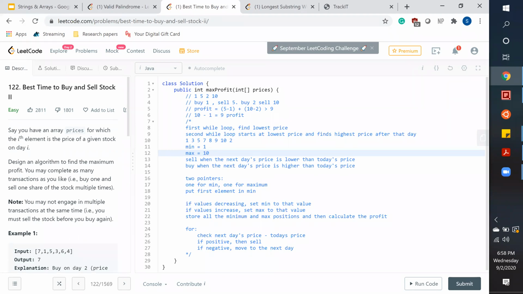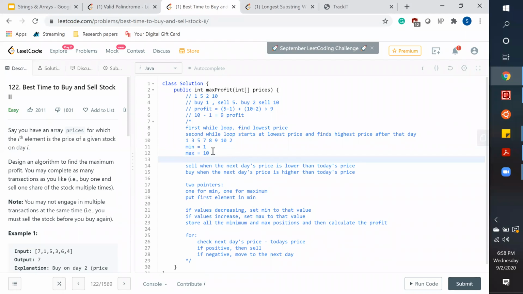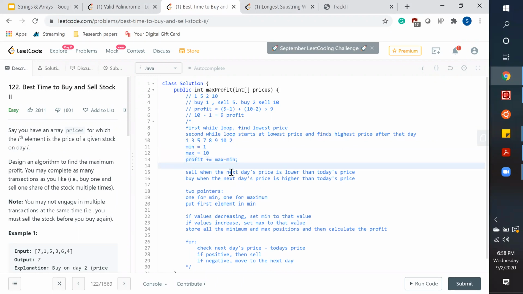I think the new minimum would actually be a buy. So after this point, when I see the 2, then I know that's going to be my next buy. So then at this point, I can just add how much I gained from this to my profit, right? So I can just say something like profit: I can just add max minus min to my profit, and then I can update my min as 2, and then continue with the, yeah, exactly.